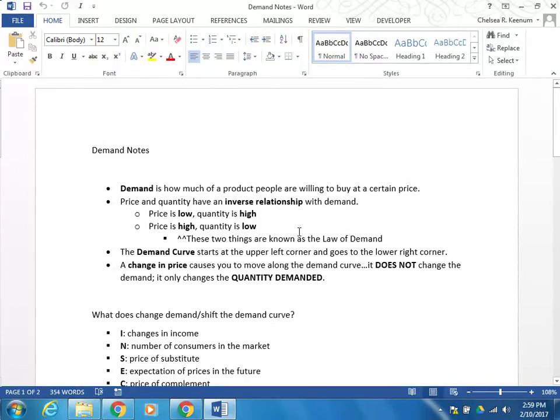I mean, just think about it, okay? If iPhones go on sale and they're really cheap, more people are going to want to buy those and they're going to demand those. But if iPhones are super expensive, then not as many people are going to want to get them. They're going to try and go for something else because the price is super high.